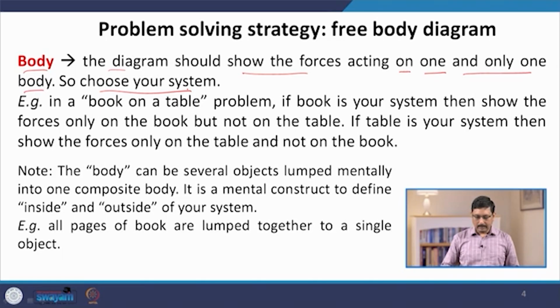For example, let us take this very simple introductory problem. Suppose this is a table, and imagine that this is a book. So, I put a book on a table, and I want to analyze under what condition the book remains at rest or will start moving, and so on. In this problem, first you choose what is your system. If the book is the system, then show the forces only on the book. If the table is your system, then show the forces only on the table.